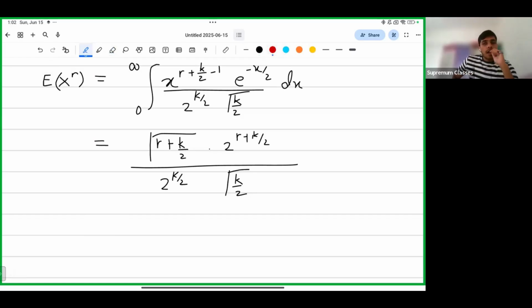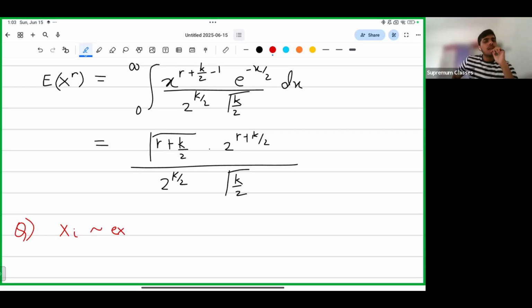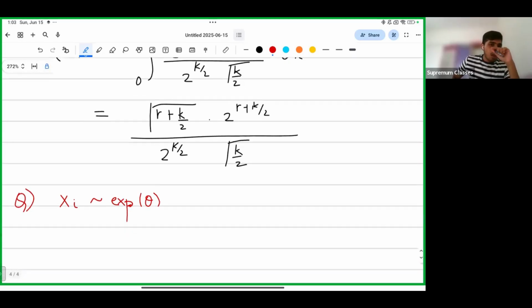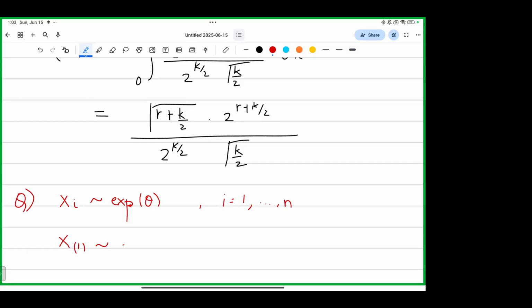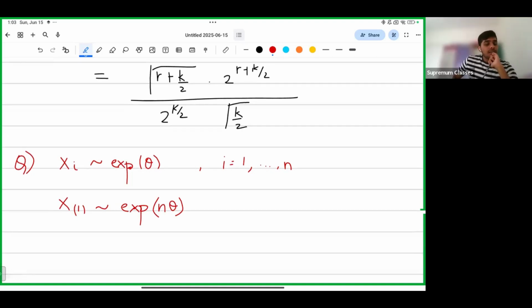Say I have a sample x1, x2, ..., xn from an exponential distribution, say exponential theta, with scale theta, so mean 1 over theta. This is n data points, i from 1 to n, right? So do you know the distribution for the minimum order statistic? So x(1) would follow exponential of n theta. Right. And what about the maximum order statistic?